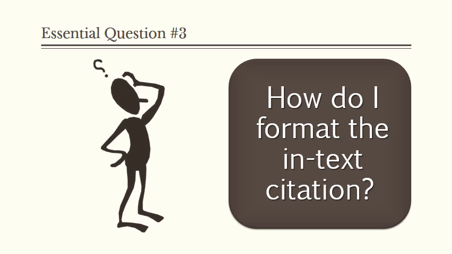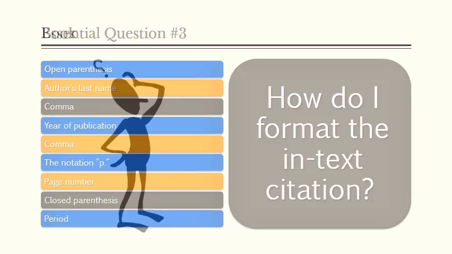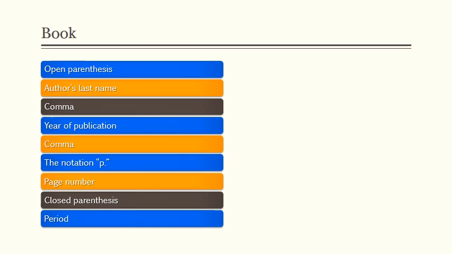Essential question number 3 is, how do I format the in-text citation? When you are citing a book, you start with an open parenthesis mark. That is followed by the author's last name, a comma, the year of publication, another comma, a lowercase p followed by a period, the page number where the quotation can be found, and a closed parenthesis mark. The quotation and in-text citation ends with a period after the closed parenthesis mark.